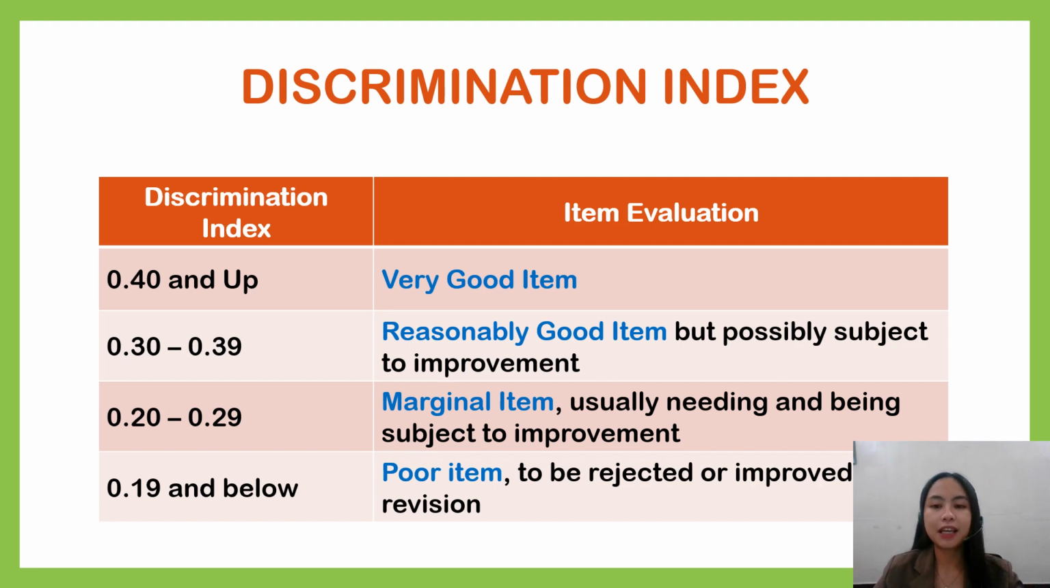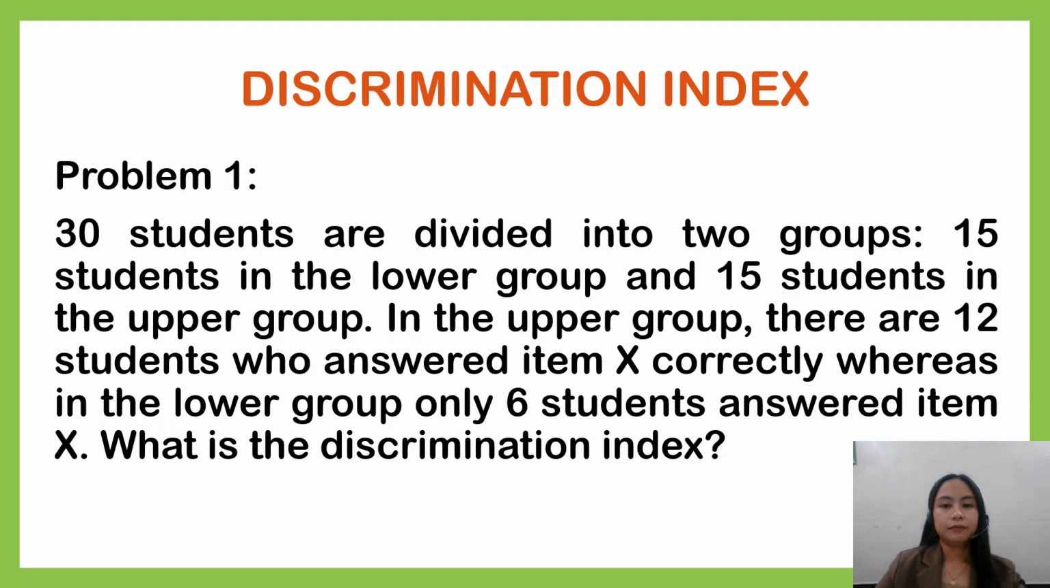Sige, proceed tayo sa example. So, sa problem number 1, we have 30 students are divided into two groups. So, 15 students in the lower group and 15 students in the upper group. In the upper group, there are 12 students who answered item X correctly, whereas in the lower group, only 6 students answered item X. What is the discrimination index?